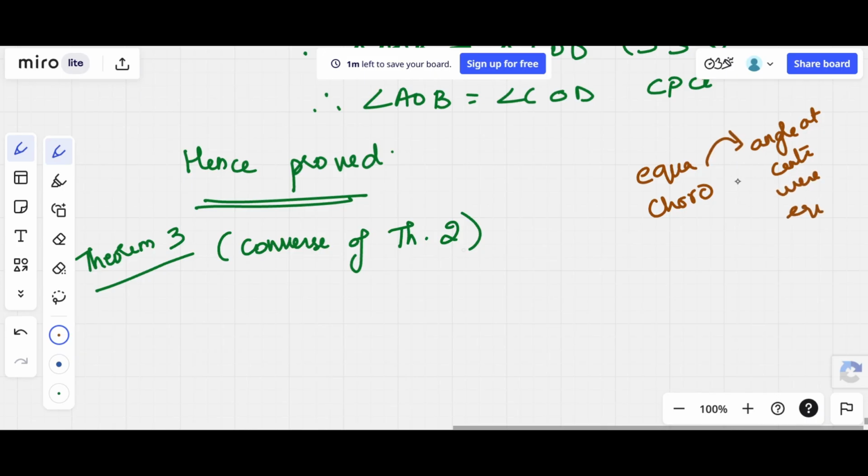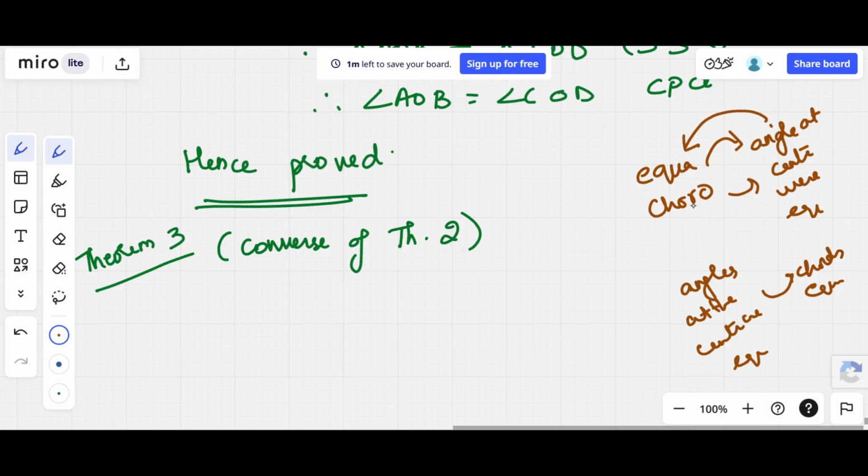It was like this. But now, if angles at the center are equal, chords will be equal. Understood? That is how it is called the converse. If it starts from here, then this will be equal. If it starts from here, then this will be equal. Okay? So, how will we write the theorem?